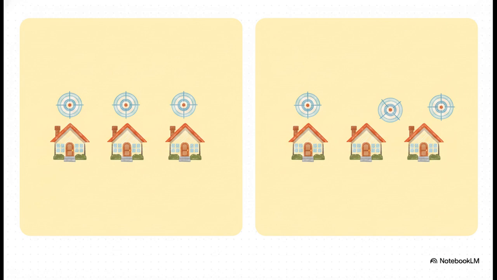Model A is consistently off by 10 grand every single time. Model B, though, has these wild swings, missing by just $1,000 on one house, but 50 grand on the next. Same exact average, but wildly different behavior. You would absolutely want to know this before using either model in real life. And that is exactly why we use variance and standard deviation to measure the spread of those errors, rather than just relying on the average.